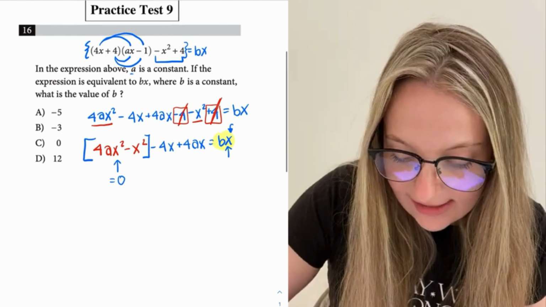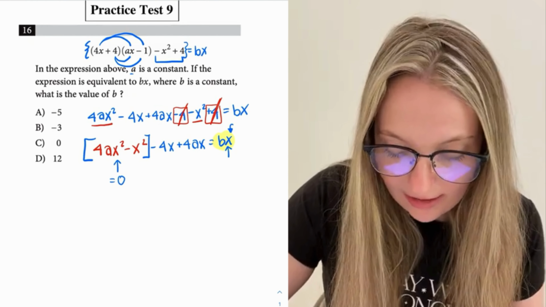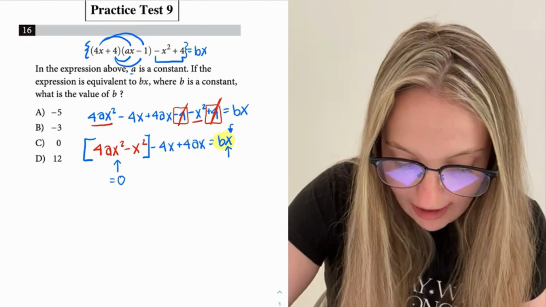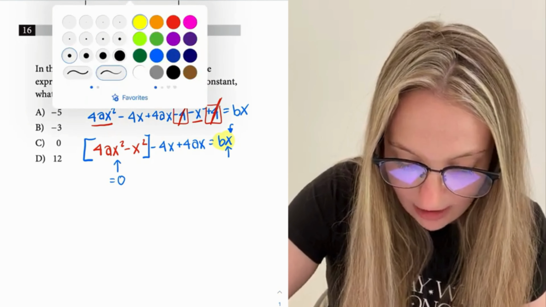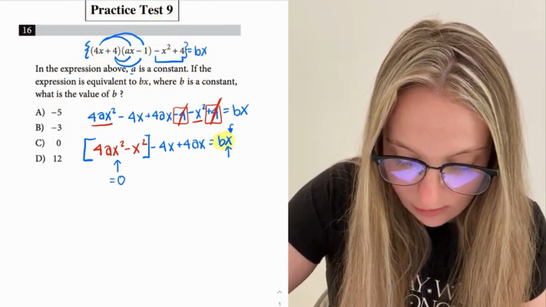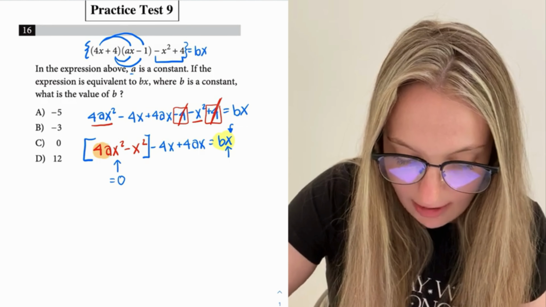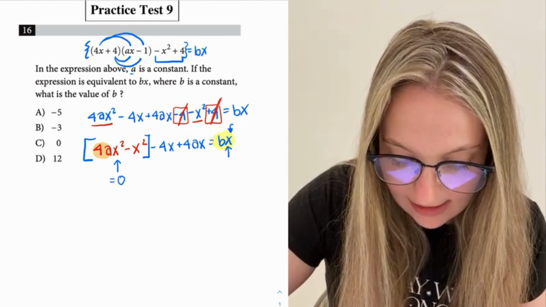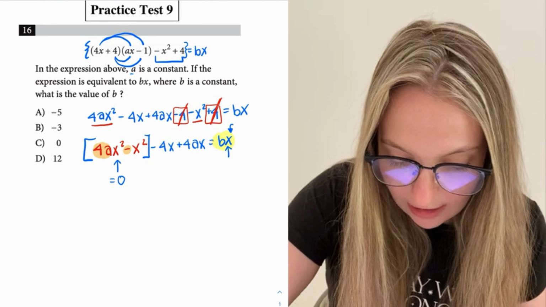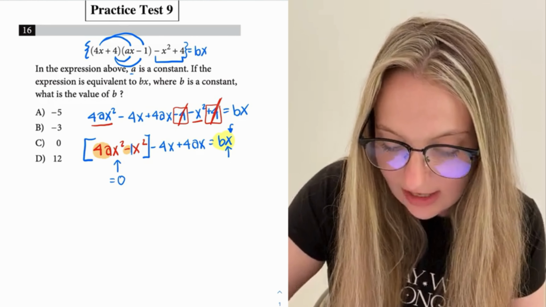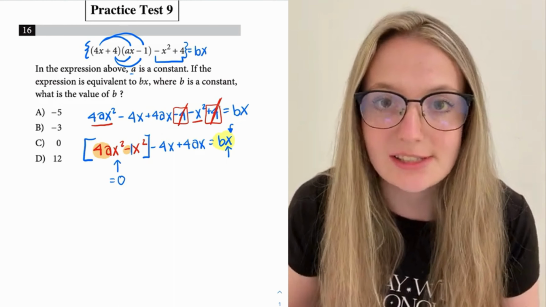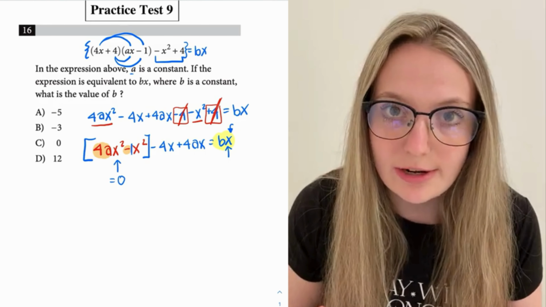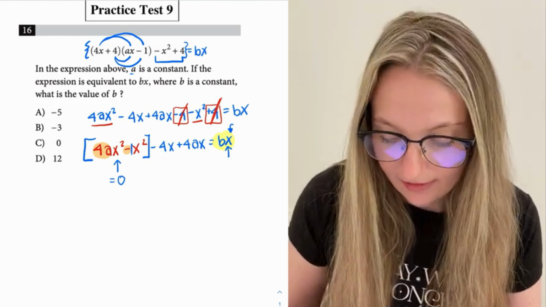So what that means then is that we're going to have to make this part right here equal to 0. So whatever coefficient we have in front of the first x squared, which is here 4a, and whatever we have in front of this x squared, which is just a negative 1, we're going to assume that there's a 1 hidden here if we don't see anything. That needs to be equal to 0, so we can get all of the x squared terms to cancel out and just be left with the x's.